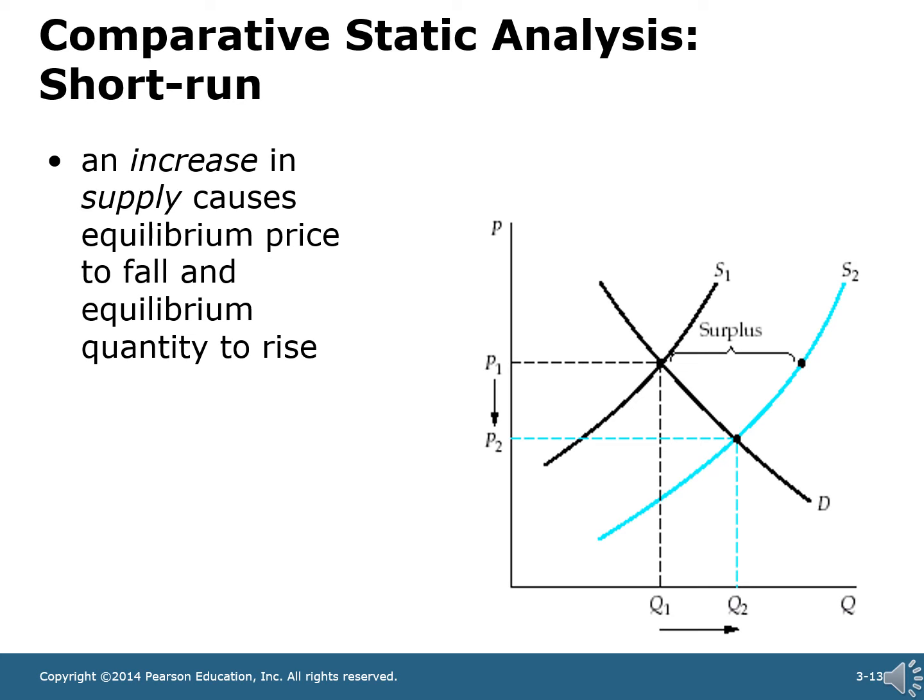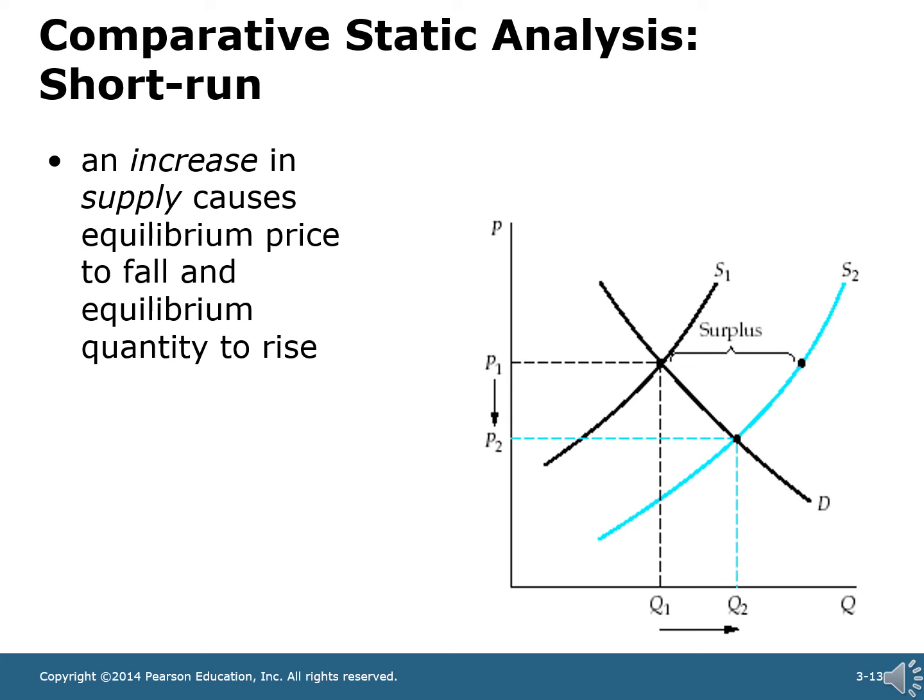When there's that surplus, again, there's downward pressure on prices. Firms are going to have to lower the price in order to get rid of all their inventory. So as the price falls, we're going to move along the demand curve from P1 and Q1 all the way down to Q2, when the price finally falls to P2, which is the new equilibrium price.